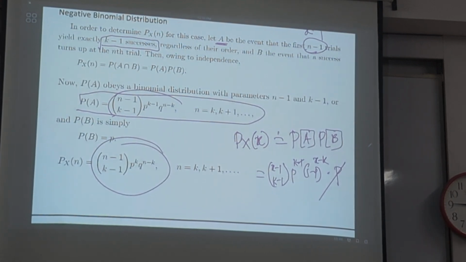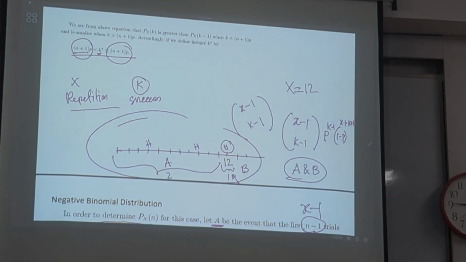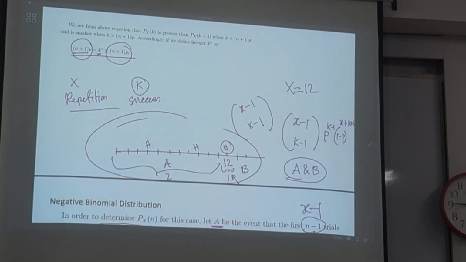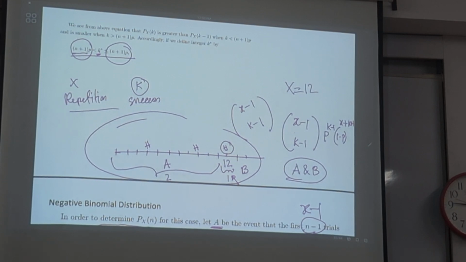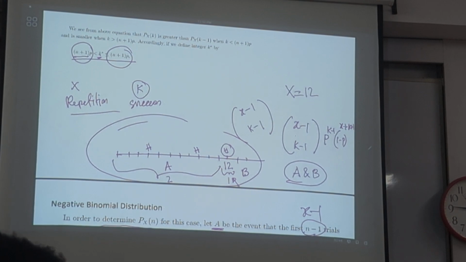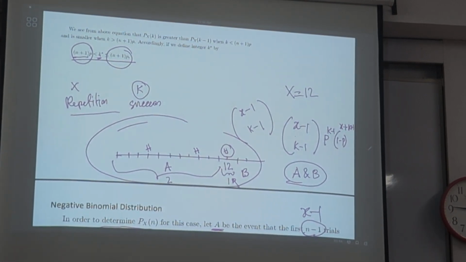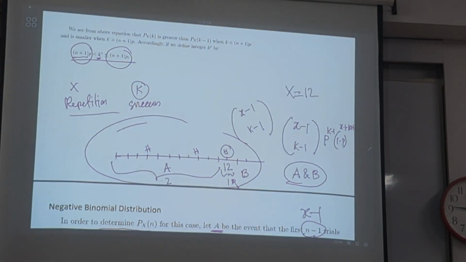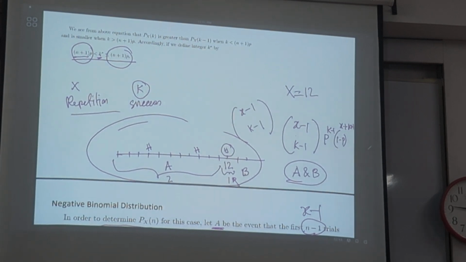So we understand, and why do we have x minus 1 here? Since the last one is fixed, we have the binomial distribution inside the negative binomial distribution. Actually, it is called negative binomial because it is opposite. In binomial, if there are n trials, we look for the number of successes. In negative binomial, there are fixed successes, and we look for the probability of x trials.